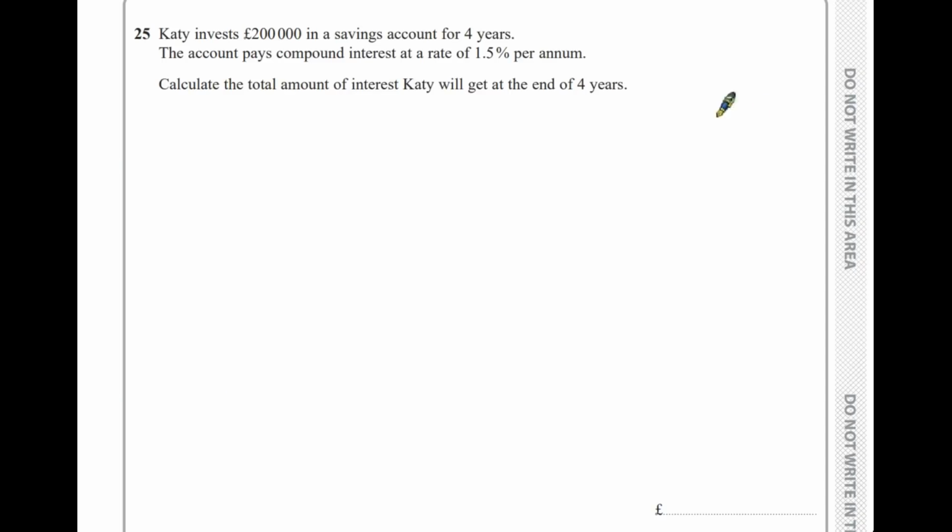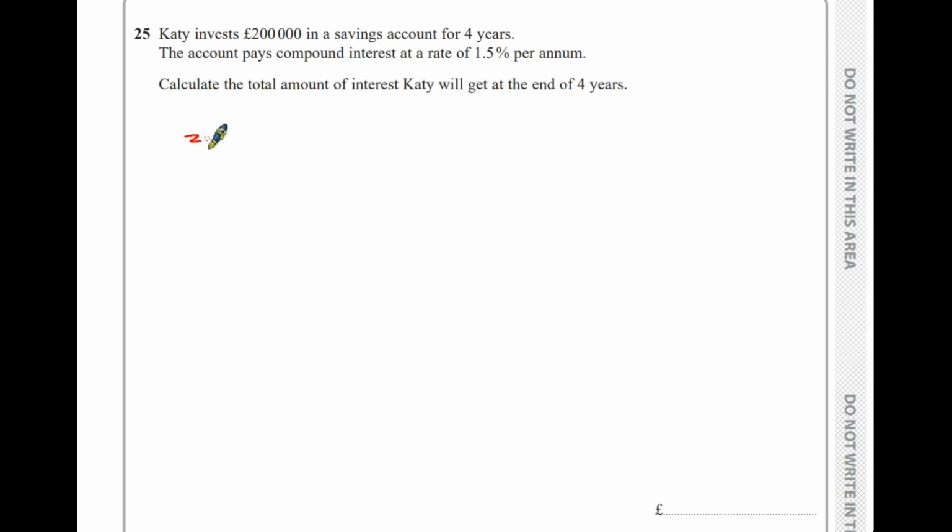Question 25 tells us that Katie invests £200,000 in a savings account for 4 years. The account pays compound interest at a rate of 1.5% per annum. Calculate the total amount of interest Katie will get at the end of 4 years. There are 2 or 3 variations on how you might do this, but let's have a look at a couple of them.